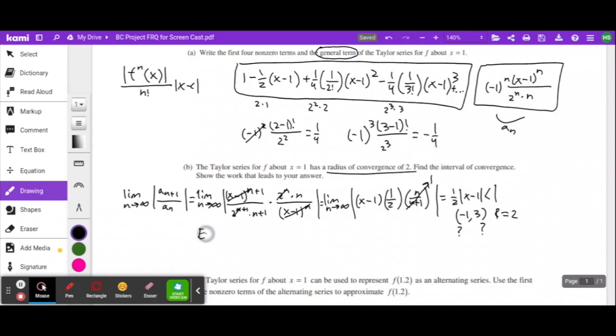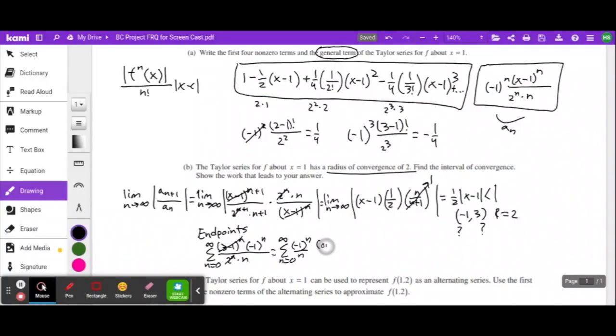Alright, real quick, let's test the endpoints. Why don't we plug in 3 first? 3 minus 1 to the n times -1 to the n over 2 to the n times n. Now, these cancel and we see something very familiar, which is the alternating harmonic series, -1 to the n over n, which we know converges.